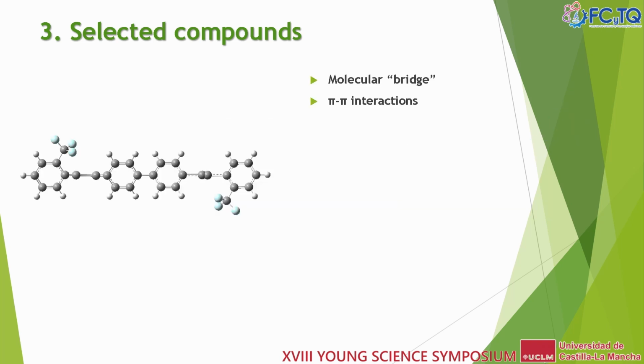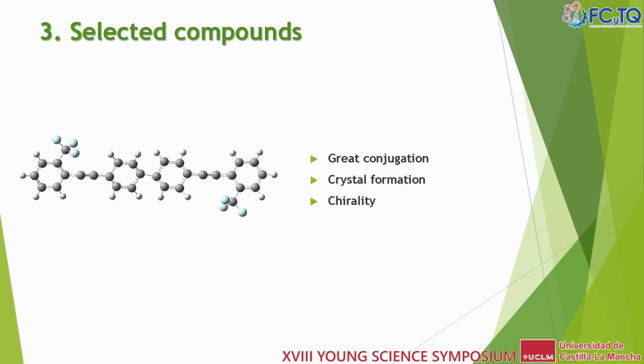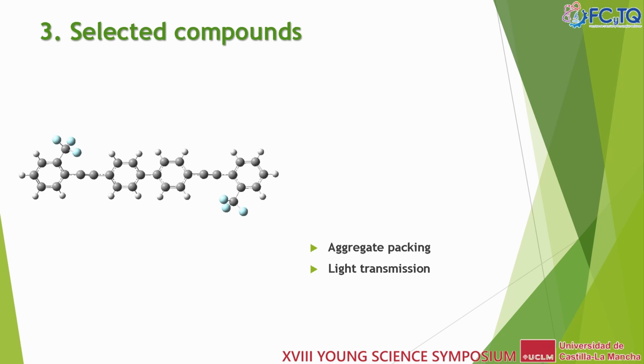On the one hand, ethynyl acts like a bridge in the molecular structure, and it is reported to enhance intermolecular pi-pi interactions. On the other hand, biphenyl confers great conjugation, facilitates the crystal formation, and provides chirality to the molecule. Finally, trifluoromethyl and methoxy groups were chosen to compare the different packing and light transmission properties they would provide.